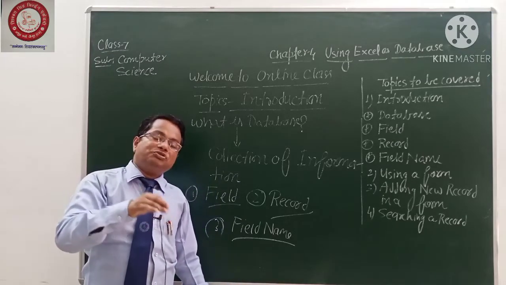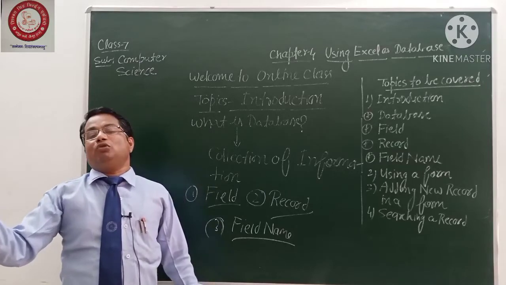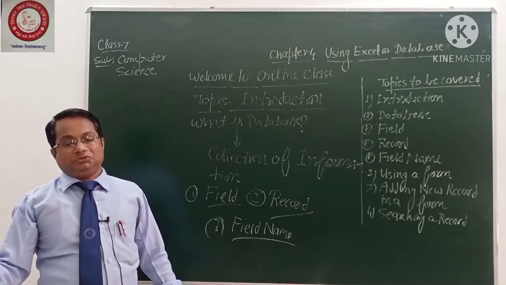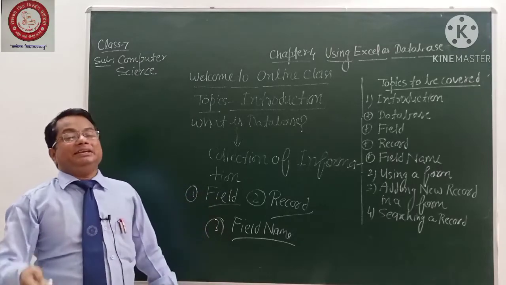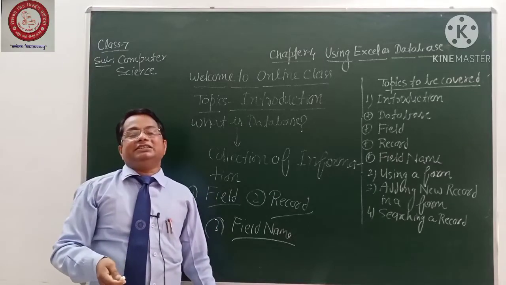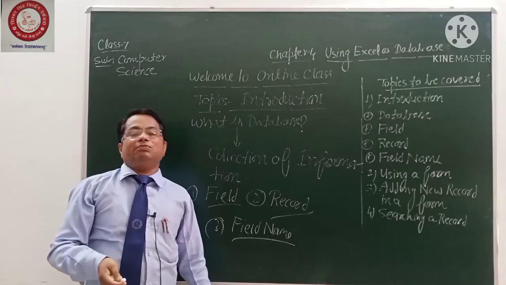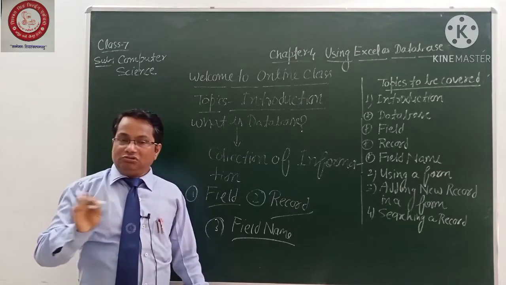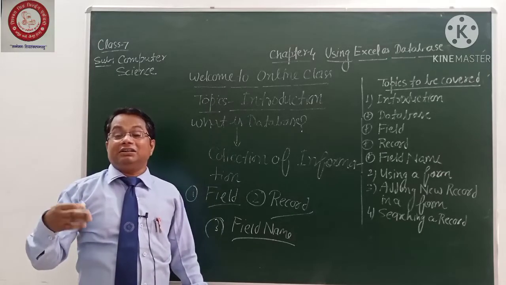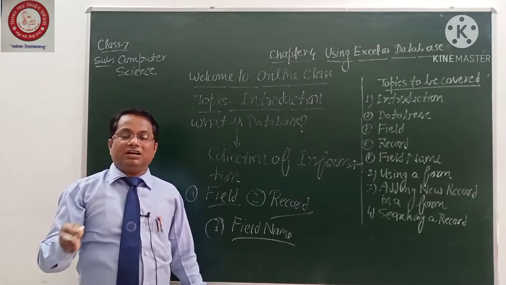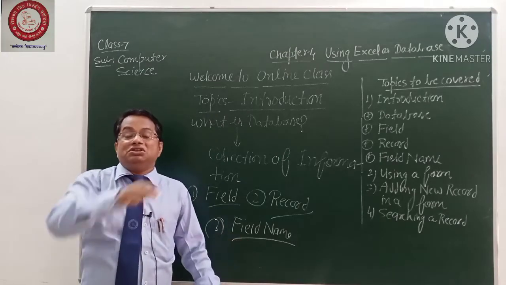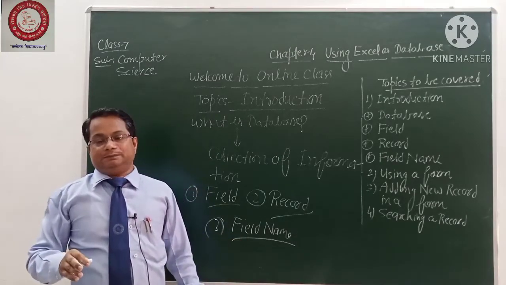In a particular row, you can get the information about each and everything. In a field, a single type of data is available. Like if you're talking about the name, you will only get the name of the student, not the other information. If you want the other information about a particular student, the complete row is required.